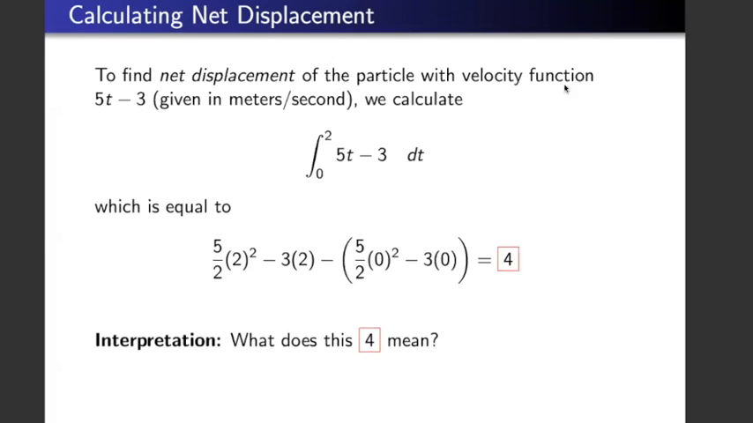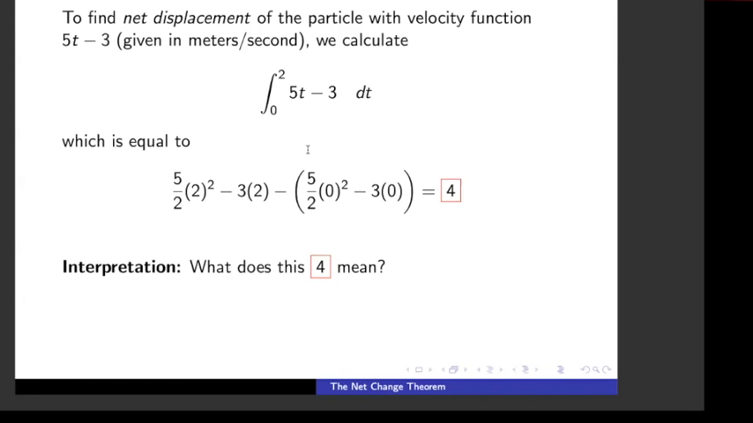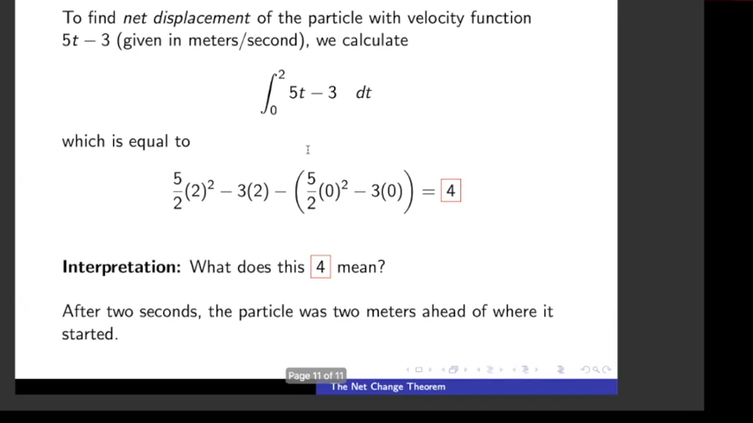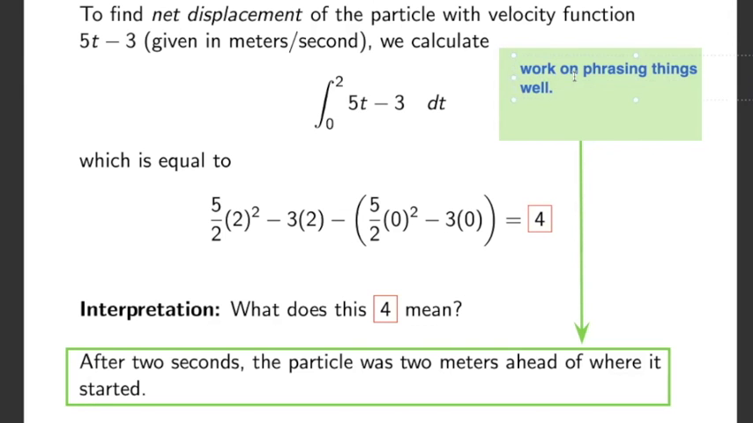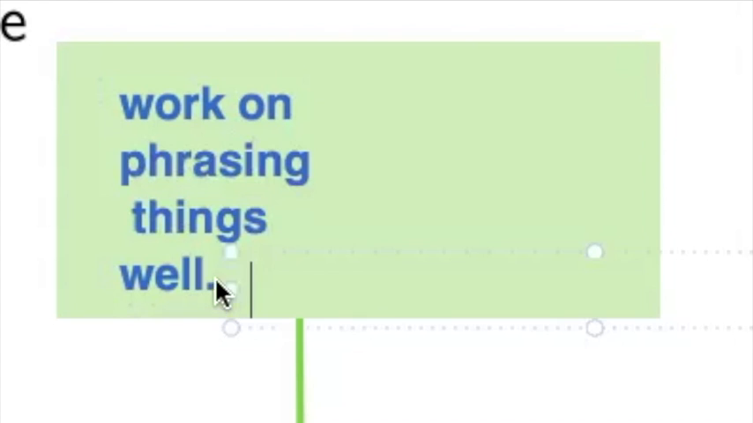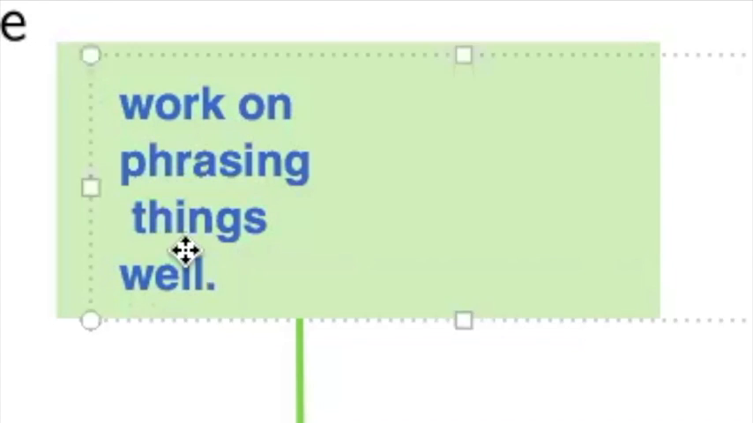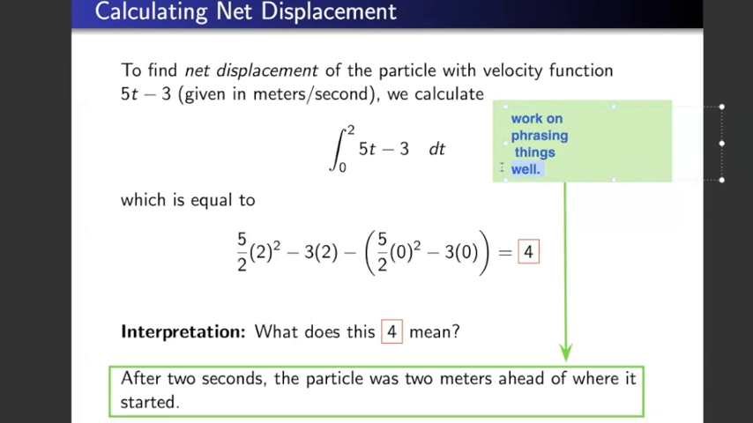Now for an important part that often gets overlooked. What does that number 4 actually mean? Remember that we did this integral using the net change theorem to find the net change in position. So the position of the object changed by 4 meters from 0 seconds to 2 seconds. The object was 4 meters ahead of where it started. It's very important not only to be able to use the net change theorem to come up with an answer, but also to be able to explain what the final number means.